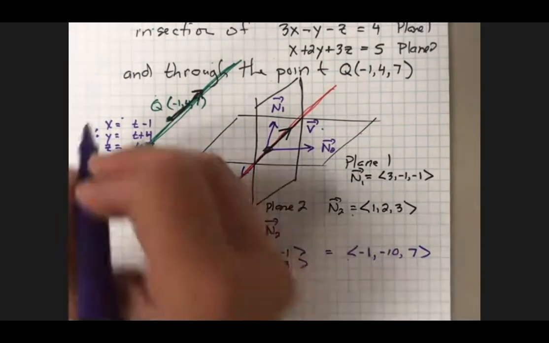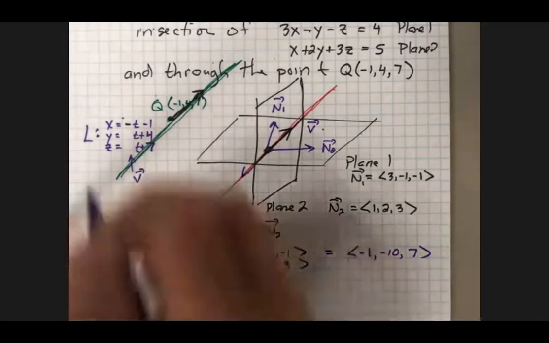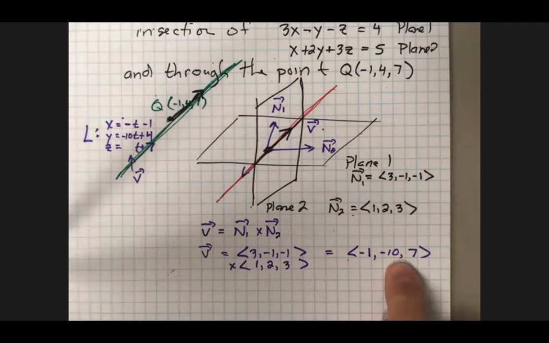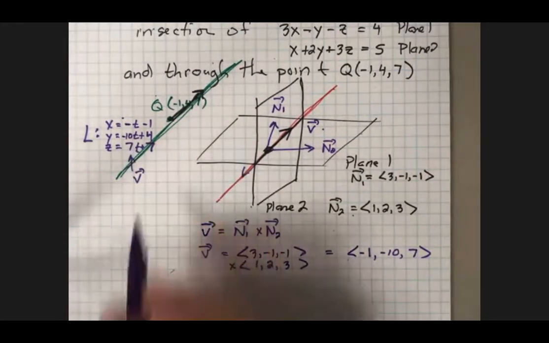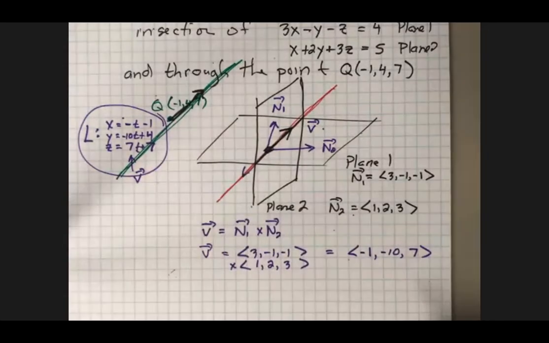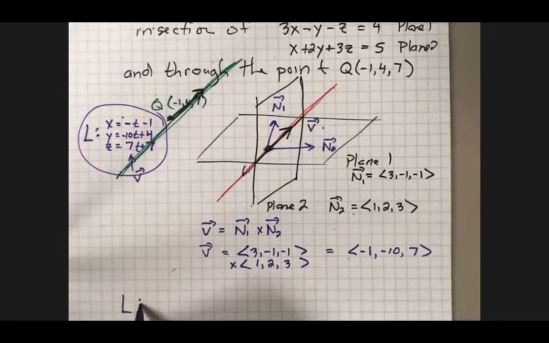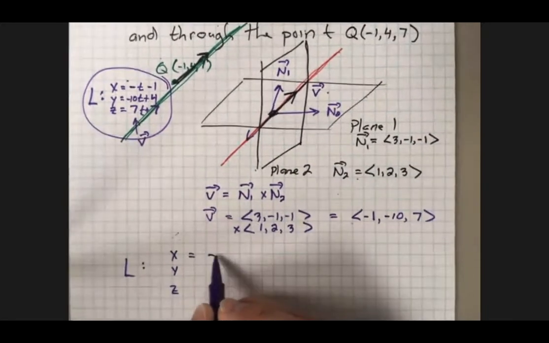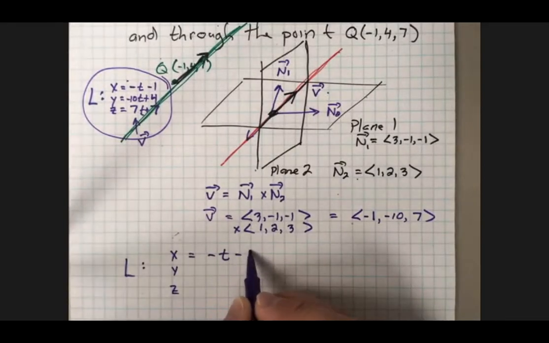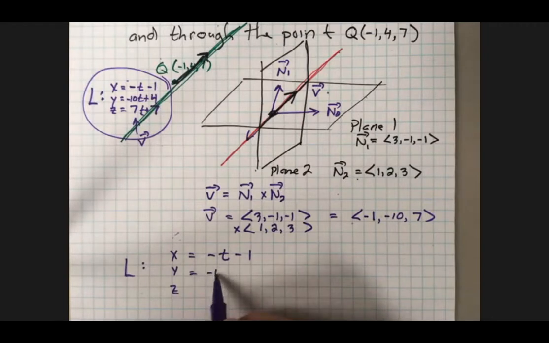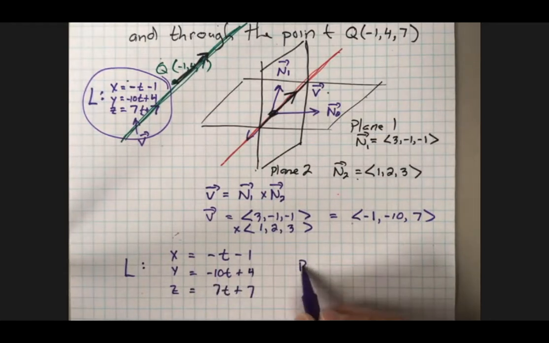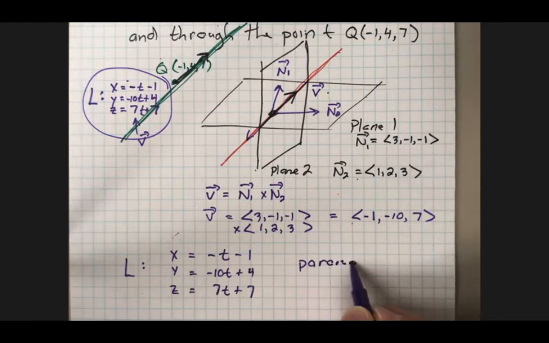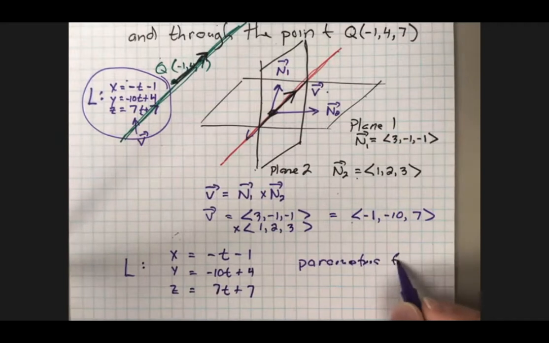Well, now I know the equation of that line: (-1, 4, 7) plus t times (-1, -10, 7). That's in the vector form. Let me draw it over here. X, Y, Z is -t - 1, -10t + 4, and 7t + 7. That's the parametric form of the equation of the line.